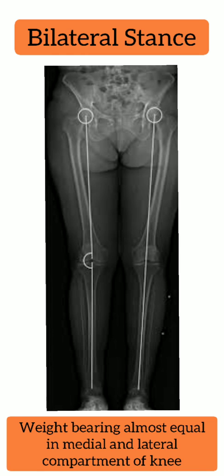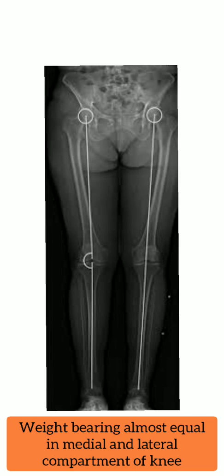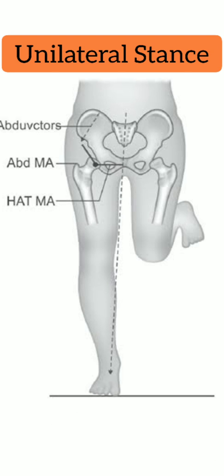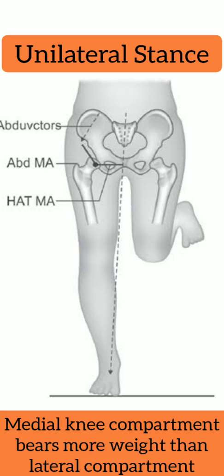In bilateral stance, that is, standing on two legs, the mechanical axis is such that the weight borne by the medial and the lateral compartment of the knee is almost equal. In unilateral stance, that is, standing on one leg, the mechanical axis is shifted medially so that the medial knee compartment bears more weight than the lateral compartment.